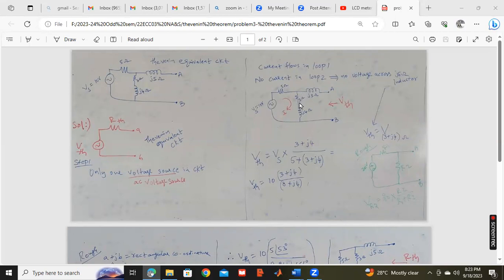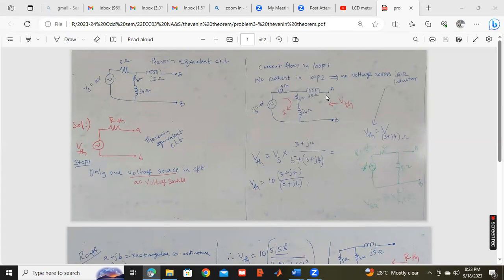We want the voltage across 3 plus J4. These two are in series, so I will take 3 plus J4. Vs is the total voltage, times 3 plus J4 divided by, here the R1 value is 5, so 5 plus 3 plus J4. This inductor J5 will not have any effect because there is no closed path, and no current is flowing in this inductor J5. So it will not come into the calculation of voltage.